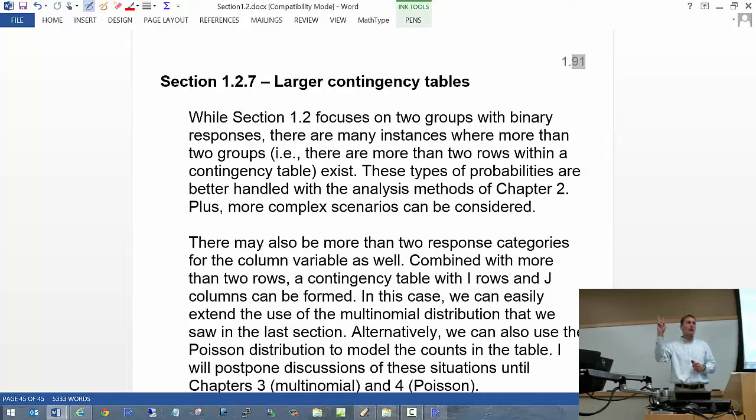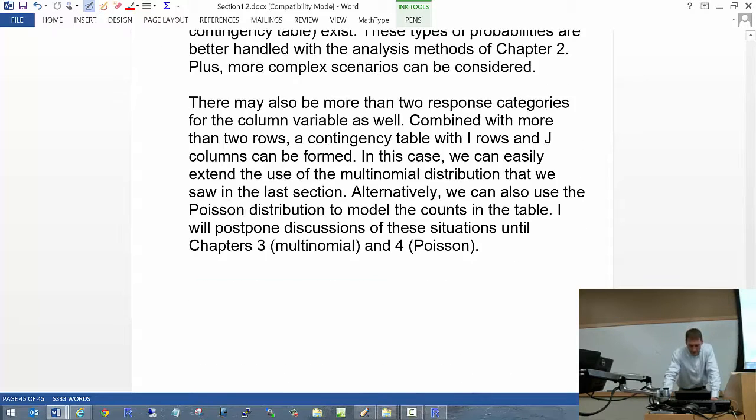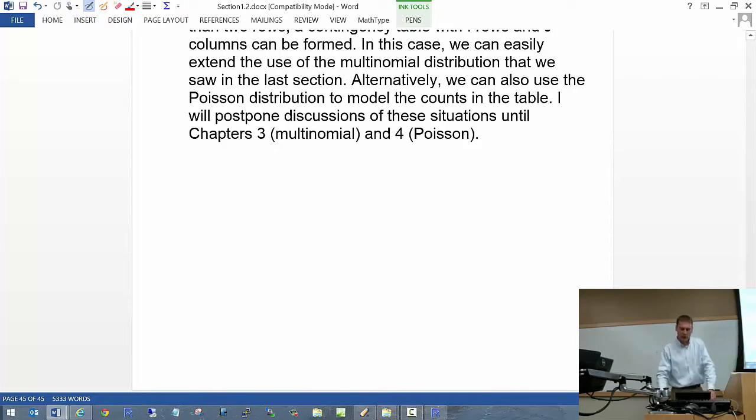So instead of having 2 possible responses, like success or failure, maybe you now have 3 possible responses, let's say low, medium, and high for something you're measuring. How do you handle those? That would be chapter 3 and chapter 4. We have to use different probability distributions for that. Okay, are there any questions?